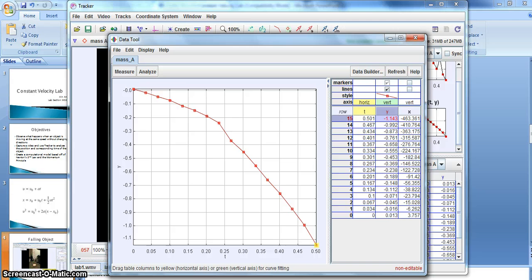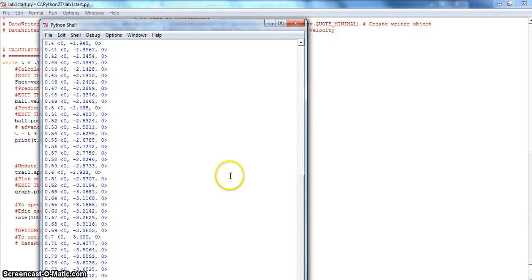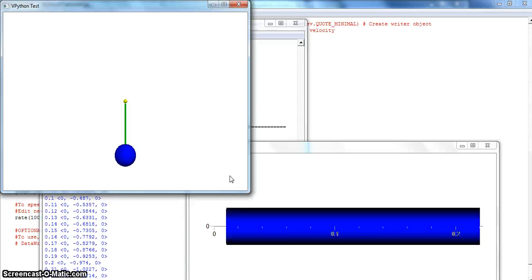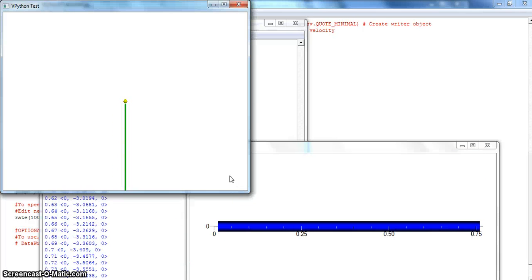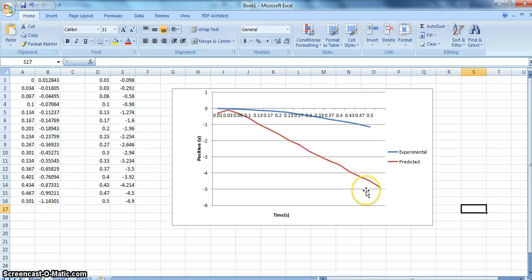Afterwards, I used a software called VIDLE. I ran it, and here you go. You can see the object is falling, and that's what it should do because I did set it in the y axis. Here are the corresponding data. Here is the time in seconds and the corresponding position. Afterwards, I compiled them together into an Excel spreadsheet.